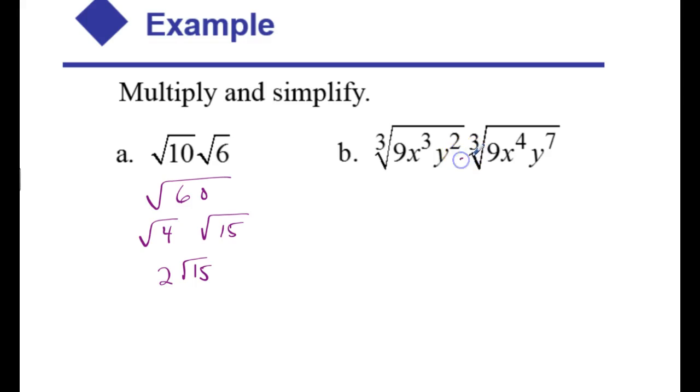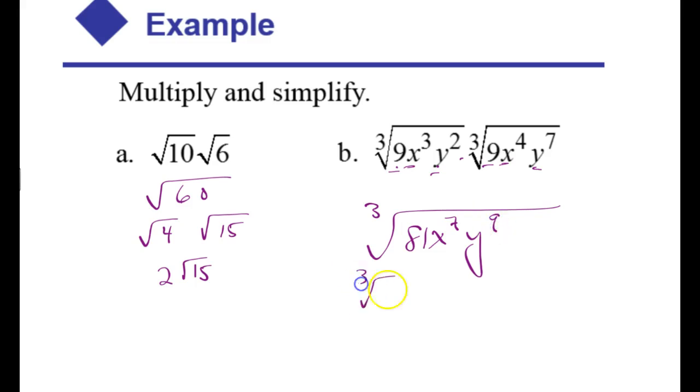This one's apart, so I'm going to put it together. The cube root of 9 times 9 is 81. Let's put these together. Rewrite the base and add the exponents. And putting the y's together, rewrite the base and add those. And then I'm going to say, well, this is the cube root of 81.